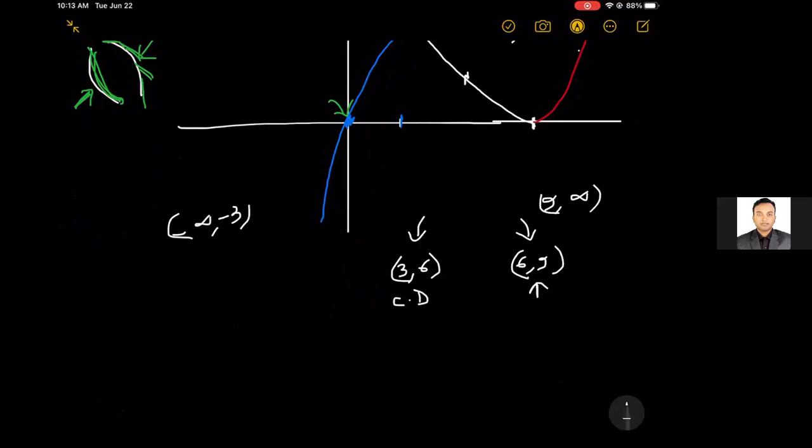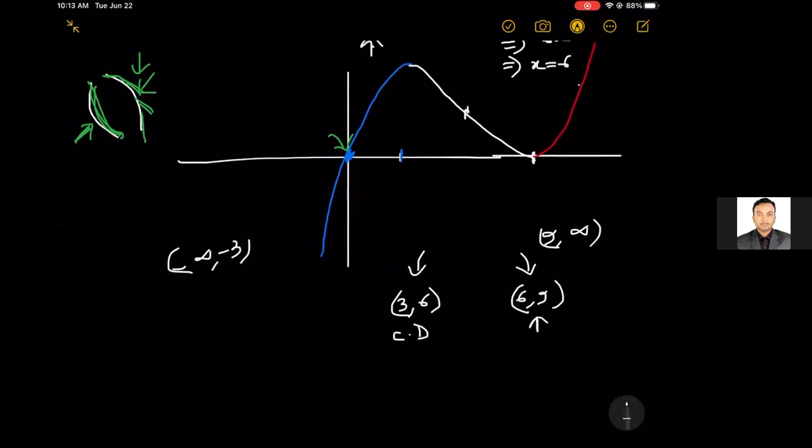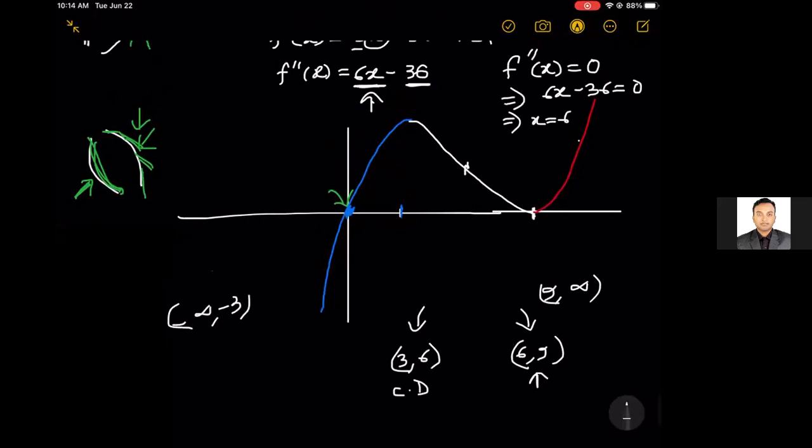But that will not be that required because you need to choose it from the graph. But yeah, when you are trying to draw it, you'll have a change of concavity here at 6. Let's say that's my 6. So it will be concave down up to this and concave up from here.